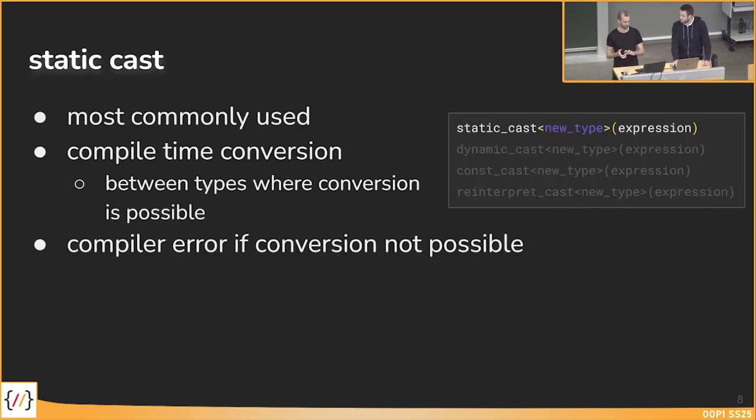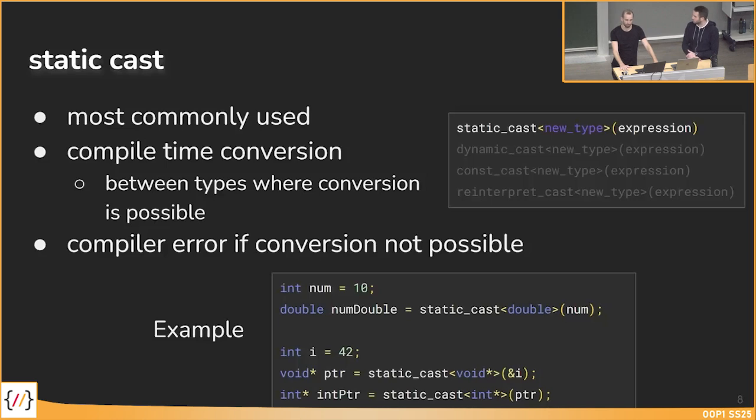So the static cast is maybe the most commonly used cast, and it's pretty similar to the one you have used in C. This is a compile time conversion. So at compile time, the conversion is checked, and if it's not possible, it's a compiler error. That's pretty cool because we now know at compile time that there is an error and not only at runtime. So for example, I have here an integer and I want to cast it to a double.